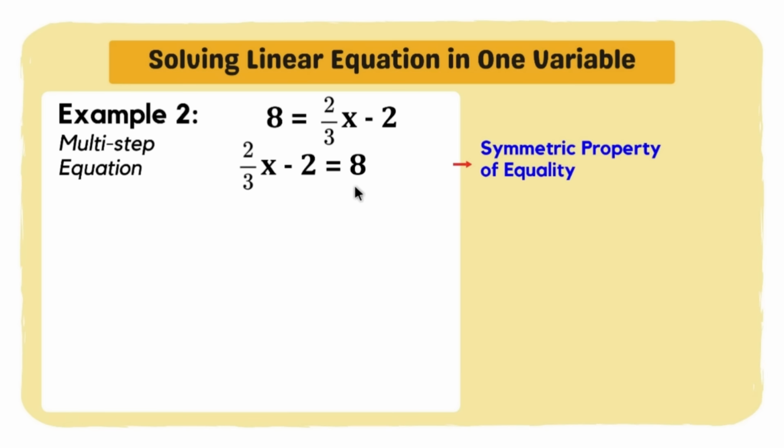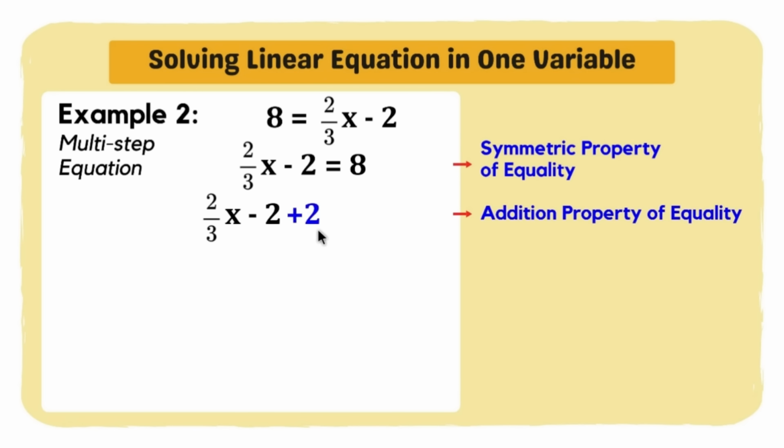Next, what are we going to do next? We can use the addition property of equality to remove yung negative 2 dito at ang maiwan lang is yung variable x. Okay, so we can add 2 to make it 0. Since nag-add tayo ng 2 dito, mag-add din tayo sa kabila.